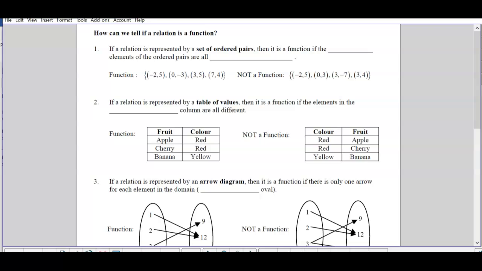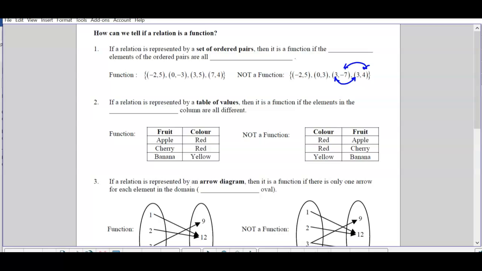So, our function here: negative 2, 0, 3, and 7. So all the x values are different. There's some y values that are the same, but that's okay because it's the x values that we want to be different. Here, negative 2, 0, 3, 3. So here, x values of 3 have two different y values.